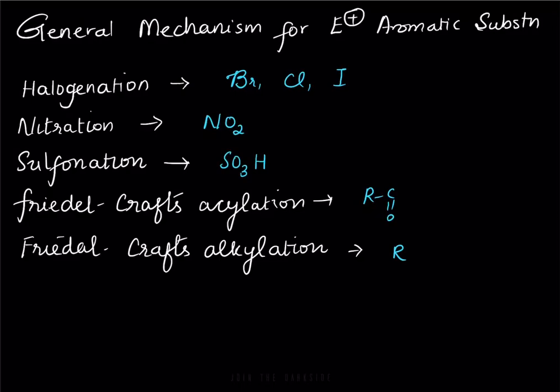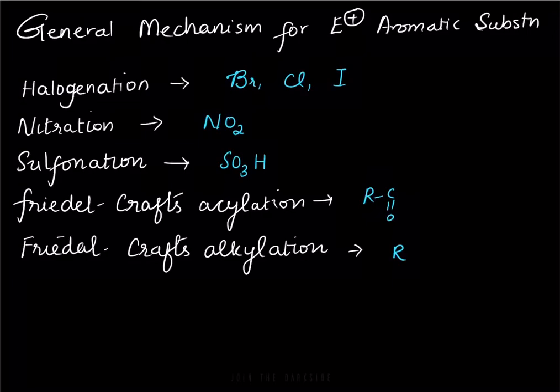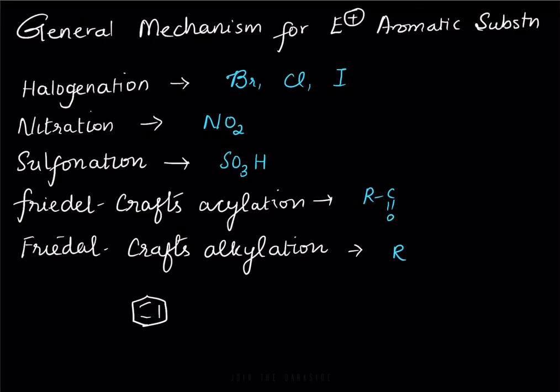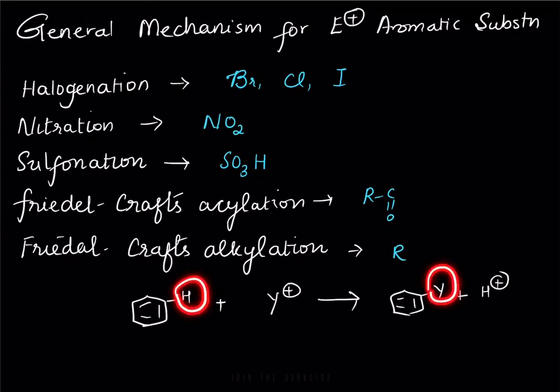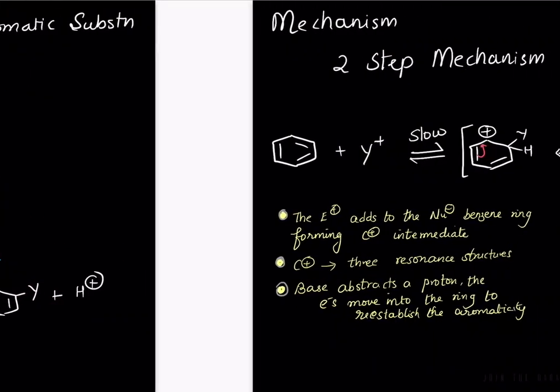In all of these reactions, the mechanism is going to be exactly the same. The one thing that you have to keep in mind is the generation of the electrophile. Okay. So here is the standard reaction. Benzene, when it is reacted with an electrophile, the hydrogen in that is going to get replaced for the electrophile. Okay, so as you can see, the hydrogen is replaced with an electrophile.